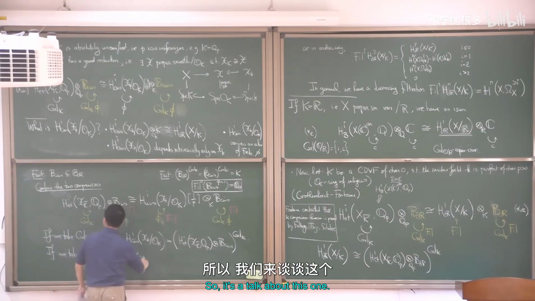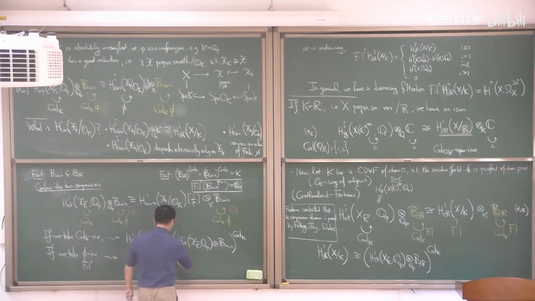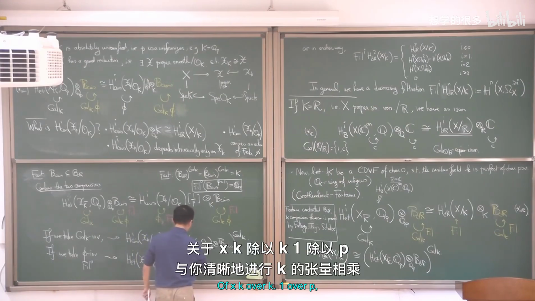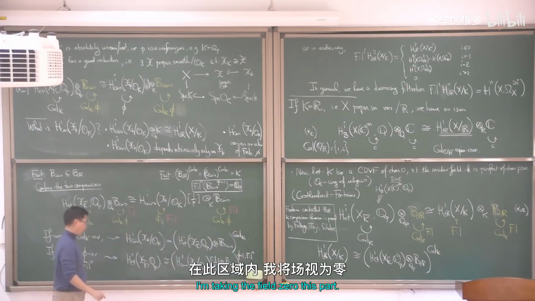So the étale cohomology of this one will be isomorphic to the crystalline cohomology of X_k over O_K, tensored over K with B_crys, with phi equals 1, and let me just write Fil^0 here. I'm taking the Fil^0 as this part.